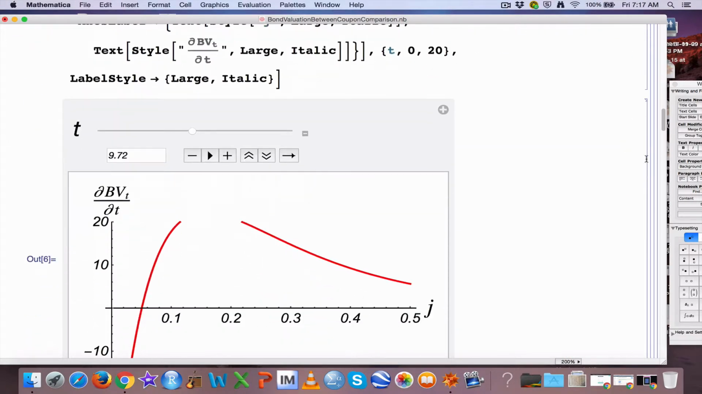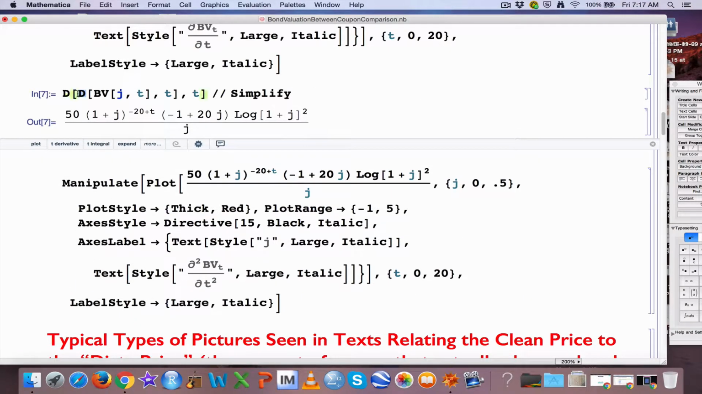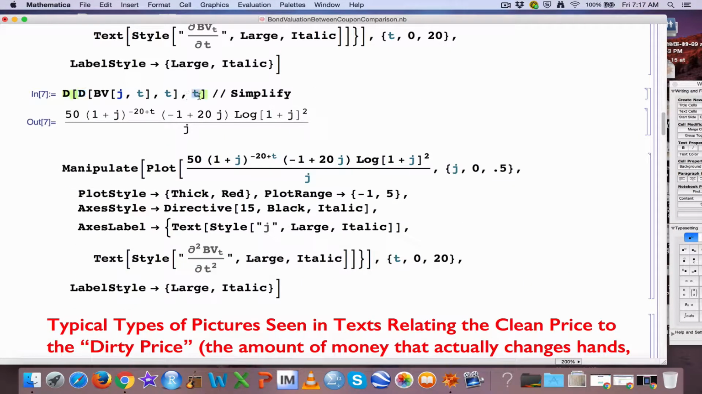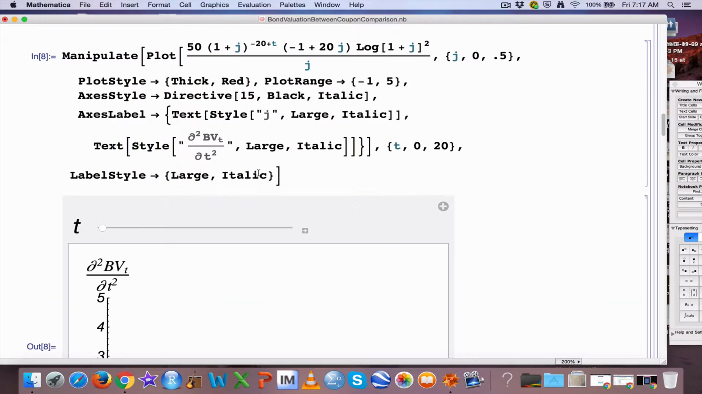We've also got another calculation for the second derivative. There's code that calculates the second derivative. By the way, d is what calculates the derivative, and I'm doing it with respect to t and simplifying. You should check on your own that this is the second derivative. Log again means natural log. We can plot the second derivative as a function of j as well.